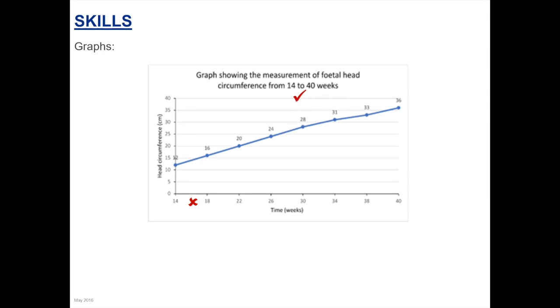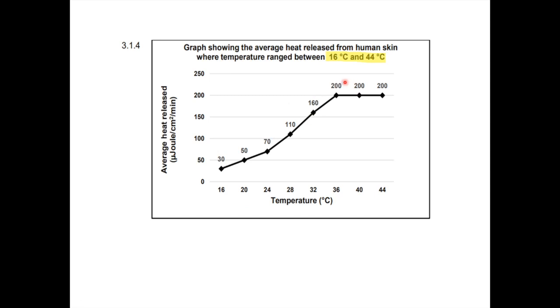That's what is required. Now, the graph from this year's Gauteng prelim paper. The learners had to draw a graph to show the average heat release from the human skin where temperature ranged from 16 degrees to 44 degrees. You can't say over different temperatures. It's specifically from 16 to 44 degrees. So my best advice is: don't write over time, don't write of different temperatures. Be specific in this case.